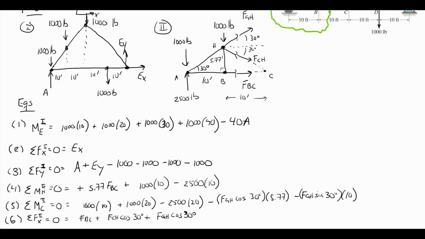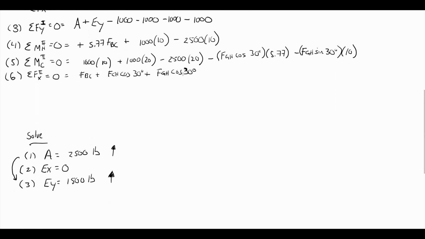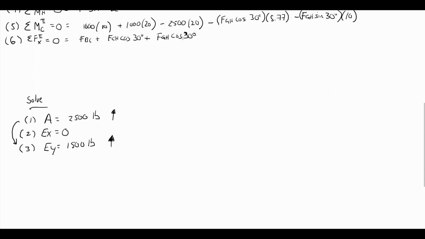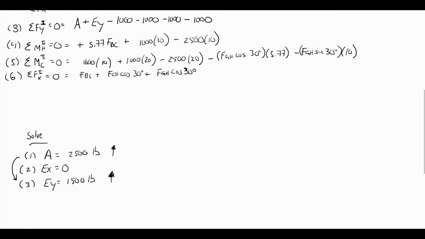So by the time I get to equation 6, I will know 2 of these unknowns and I will be able to find the third. So again, by cutting through only a couple of these unknowns, I'm going to be able to solve for all 3 of them. So equation 4, FBC is the only thing I do not know. And I can solve that as a positive 2,600 pounds. So that turns out to be in tension.